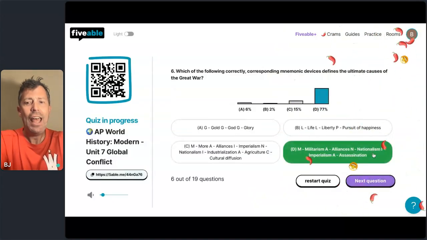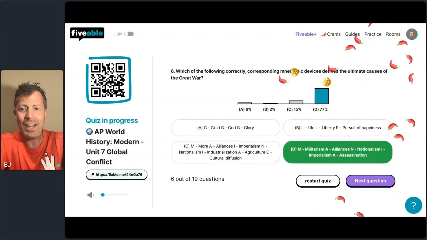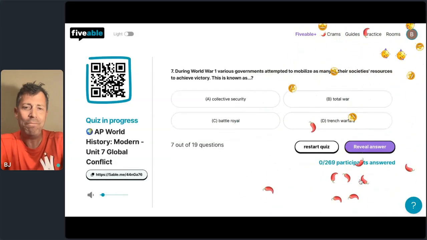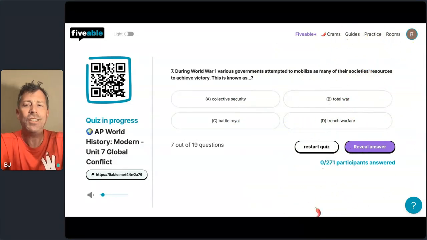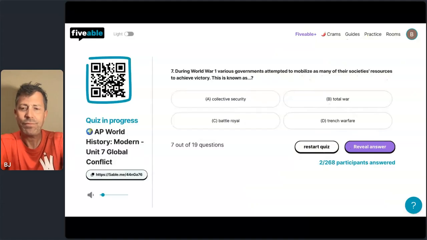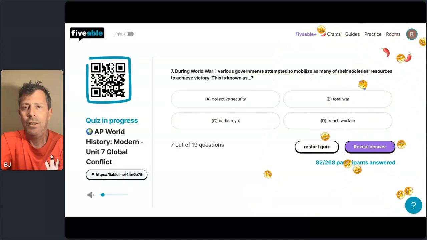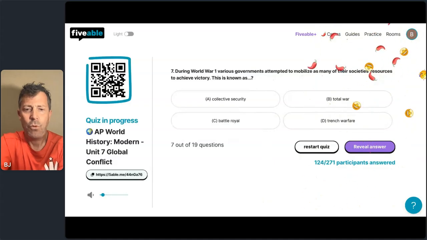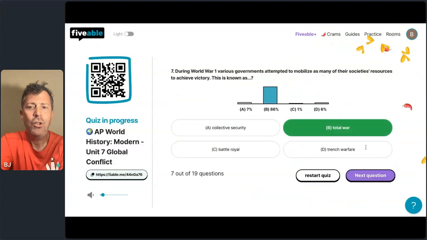And the answer is M-A-I-N, not necessarily in that order, all right? MAIN. Let's do one more for this year. During World War I, various governments attempted to mobilize as many of their society's resources as possible to achieve victory. This is known as... Three, two, one. Answer is total war.